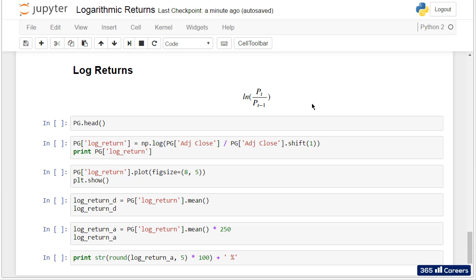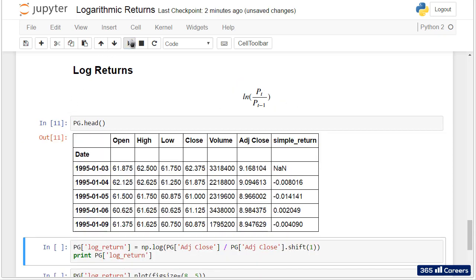Okay, so, as we agreed, to calculate log returns, we will have to take the logarithm of the price in time t divided by the price in t minus 1. So the first log return will be equal to the logarithm of the price on the 4th of January 1995 divided by the price on the 3rd of January 1995.